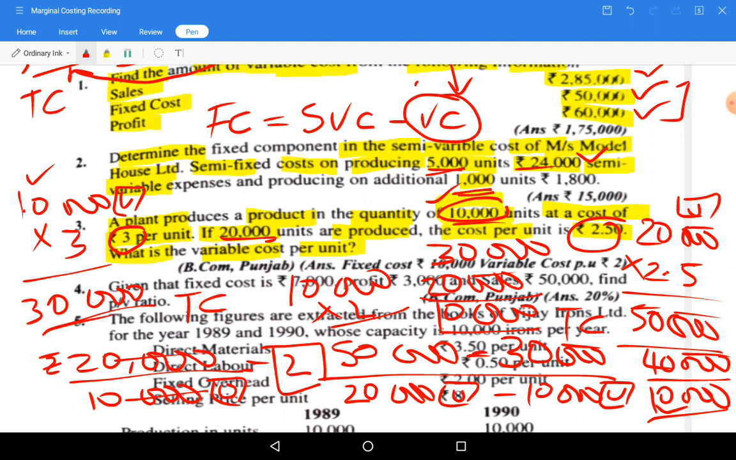So you have understood the logic, how to do the problem. Based on the given information you need to solve the problem. So take question number 3 as homework and solve it.